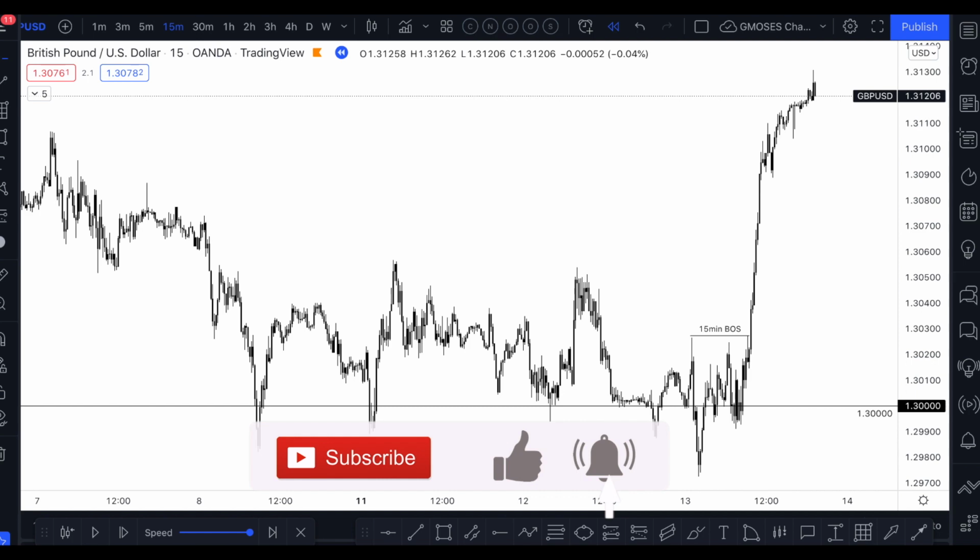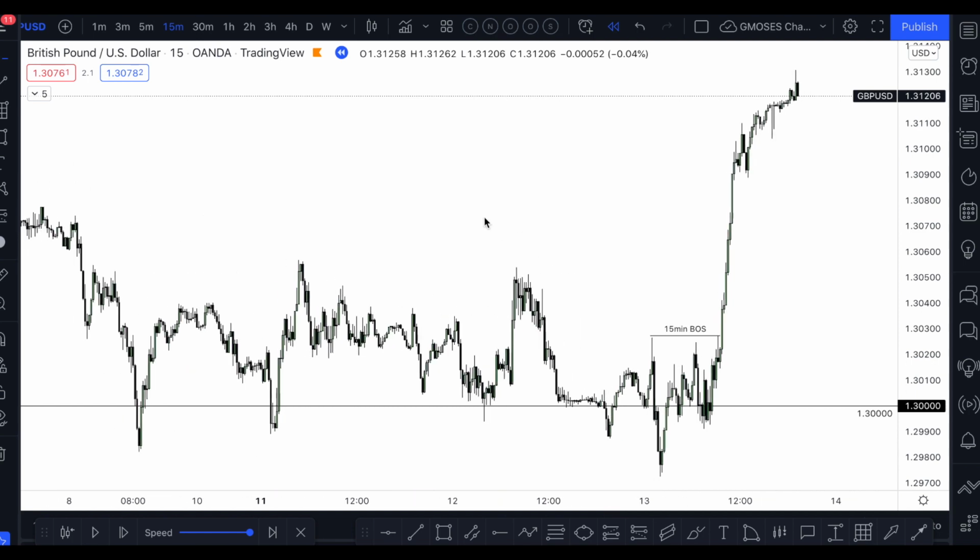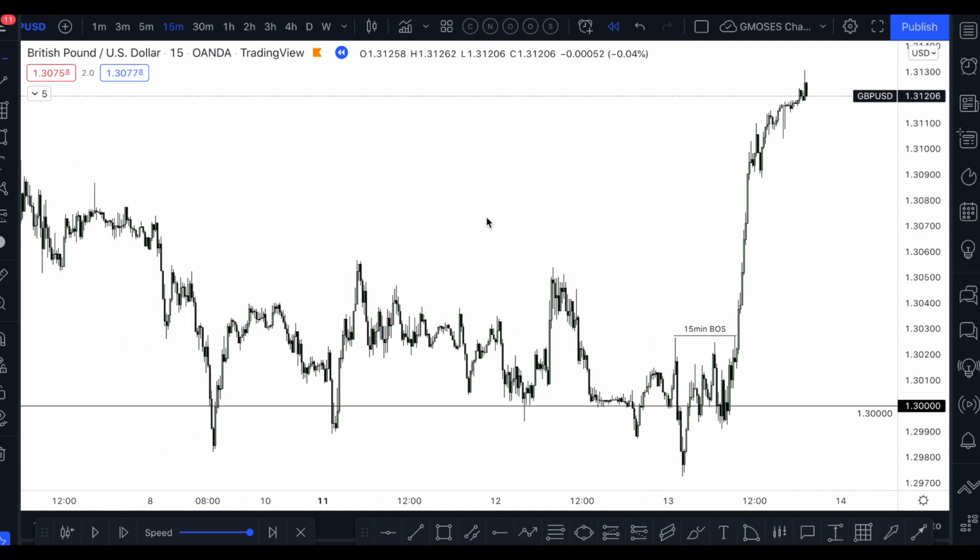Okay, so let's jump into it. So first thing I noticed this week, you guys, is that GU was playing around this key level here, this 1.3 thousand area, pretty much all week. And so for those who don't necessarily know the trading method of Wyckoff, you could have potentially got faked out quite a few times on this particular pair.